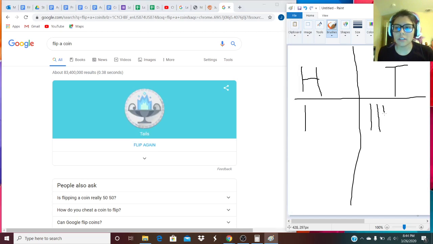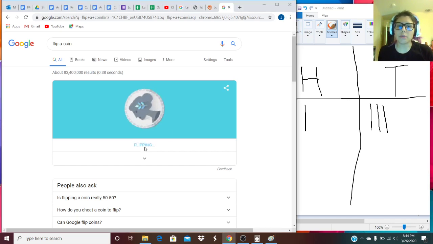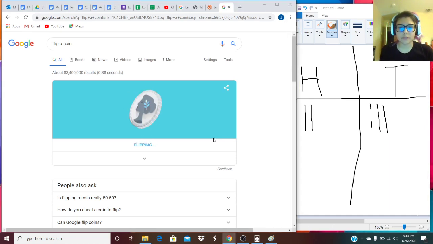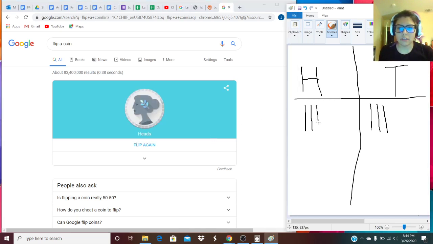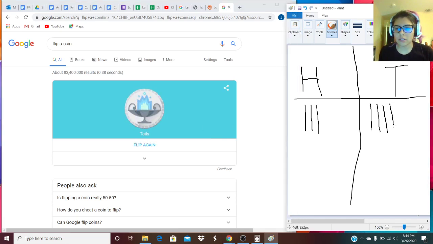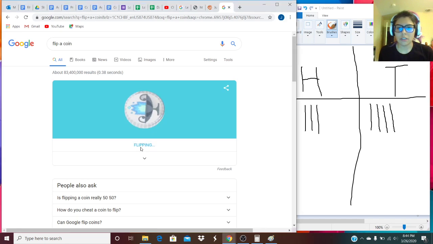Tails again. So far I've flipped only 4 times: 1, 2, 3, 4. So I need to flip 6 more times. Heads, so tally mark. Heads again. I'm going to flip it. Tails.